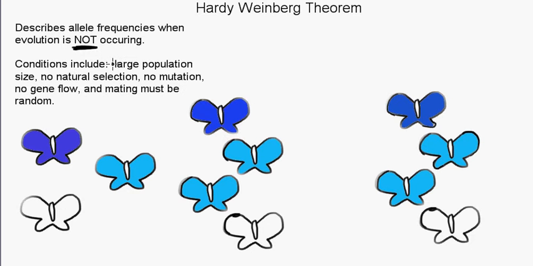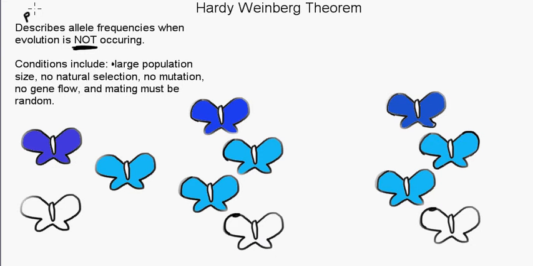That includes large population size, no natural selection, no mutation, no gene flow, and mating must be random. The reason for this is, as you'll recall, these are basically all of the mechanisms of evolution. Small population size is genetic drift, natural selection is a mechanism of evolution, and mutation, gene flow, and sexual selection can all affect allele frequencies. So again, the Hardy-Weinberg theorem describes allele frequencies when evolution is not occurring.